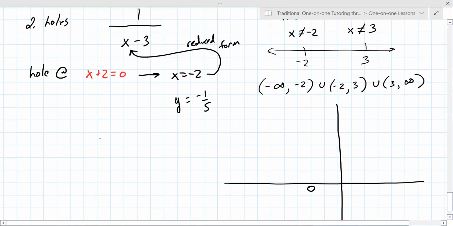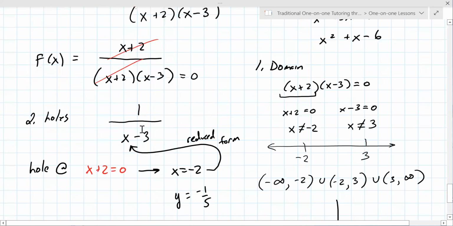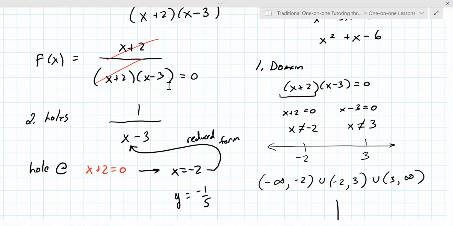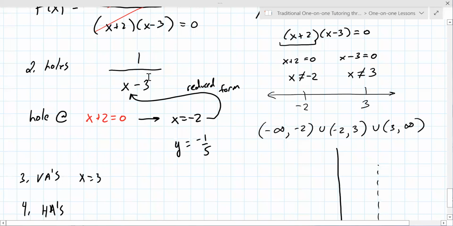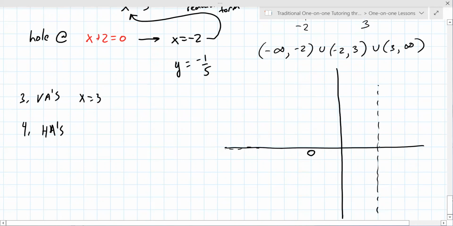Okay, and now we move back to vertical asymptotes. Where does this one have a vertical asymptote? And if you're looking at it, you want to look at the reduced form. X equals +3. Yeah, so that's the equation of the line. X equals 3 right there. Boom, we got it. Then you want to do the horizontal asymptotes. So you go to the reduced form again. You go to this one right here. What is the horizontal asymptote? Y equals 0. Yeah. So we're starting to fill in this graph here. Here we go. Y equals 0. X equals 3. So maybe some arrows.